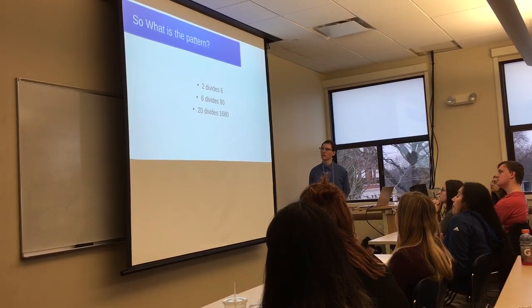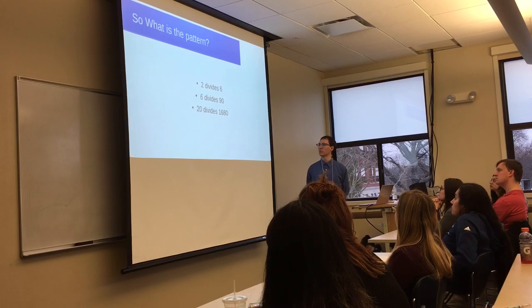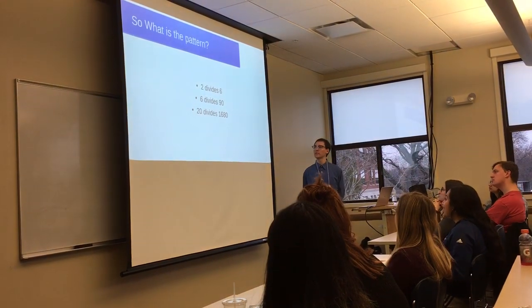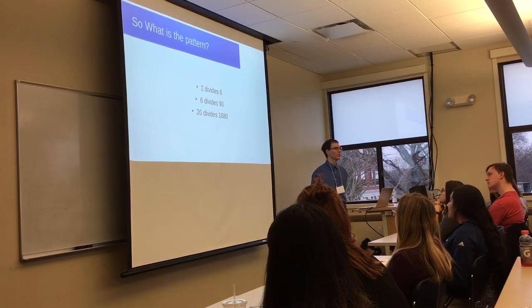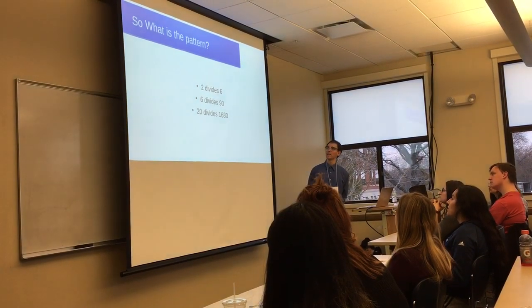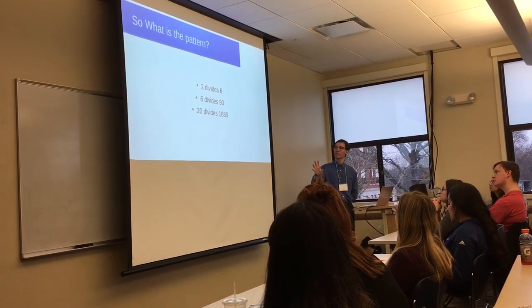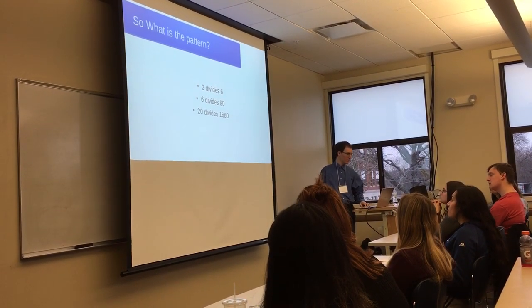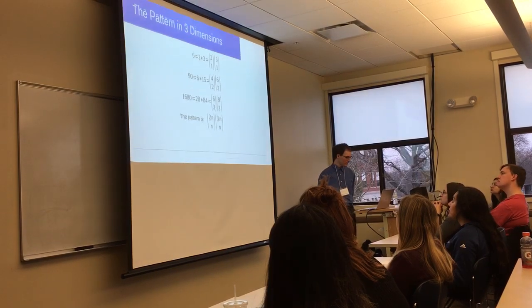So on the left, those are the solutions for n equals 1, 2, and 3 in 2 dimensions. And on the right are the solutions for n equals 1, 2, and 3 in 3 dimensions. And if you'll notice, every n for 2 dimensions divides the respective n for 3 dimensions. So that's a very interesting pattern.